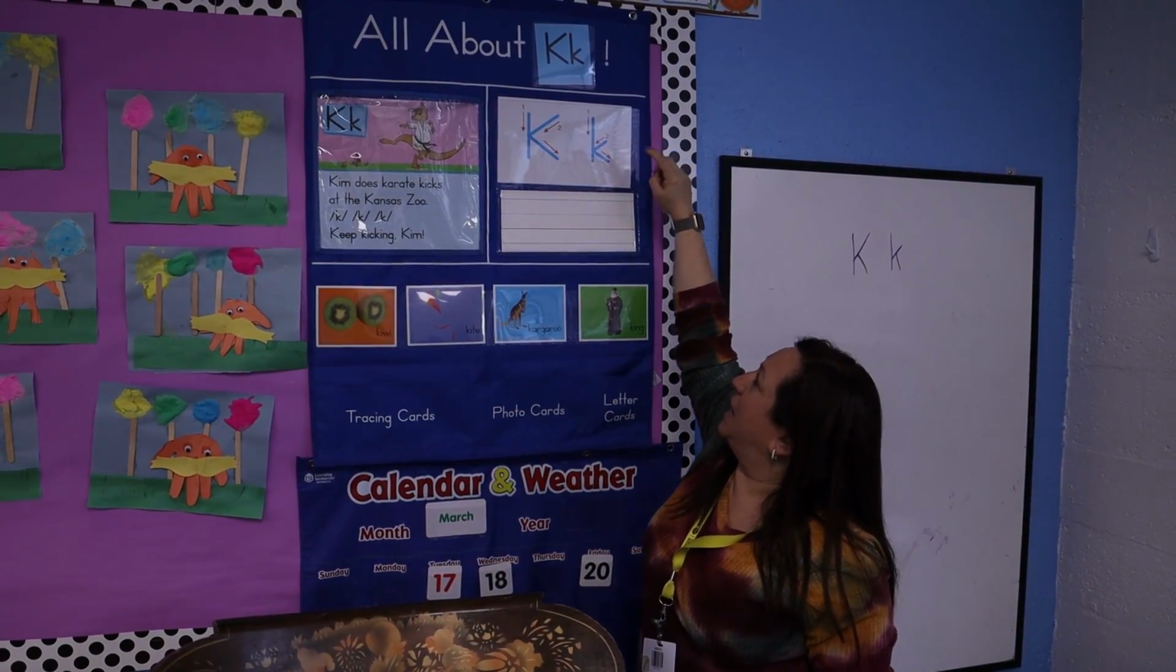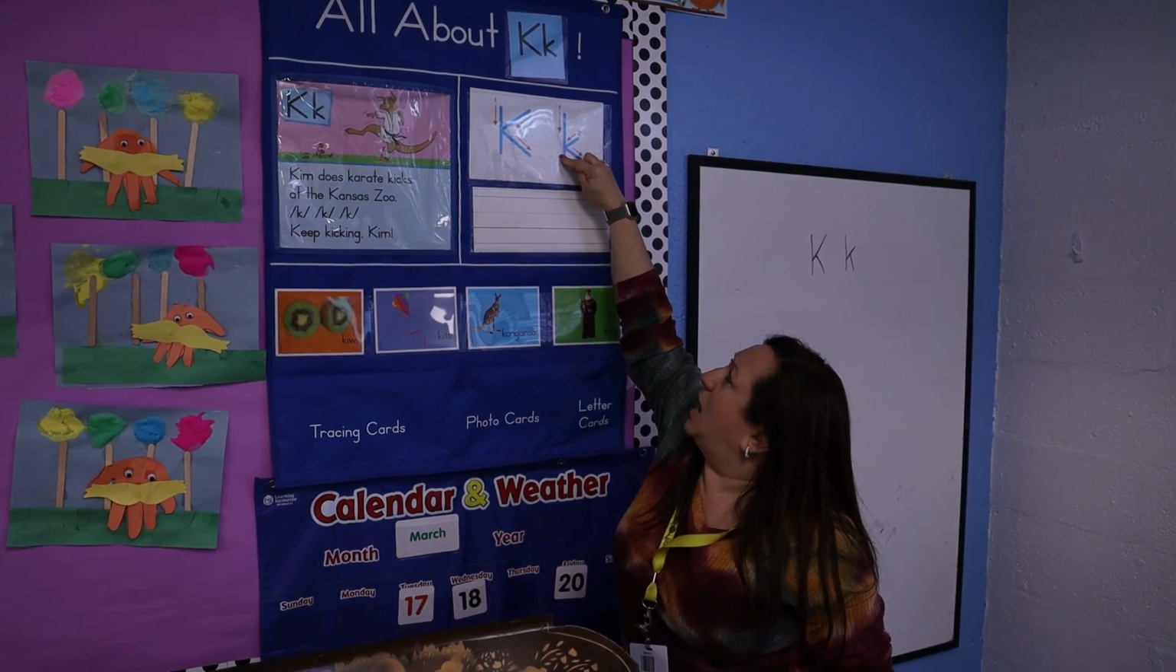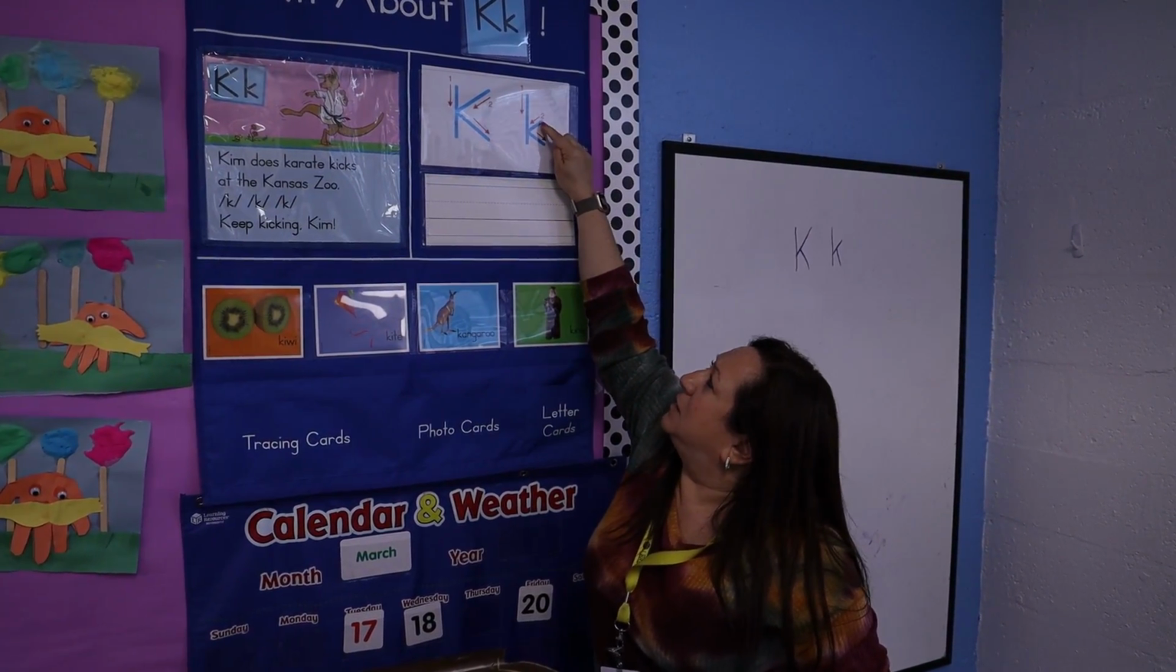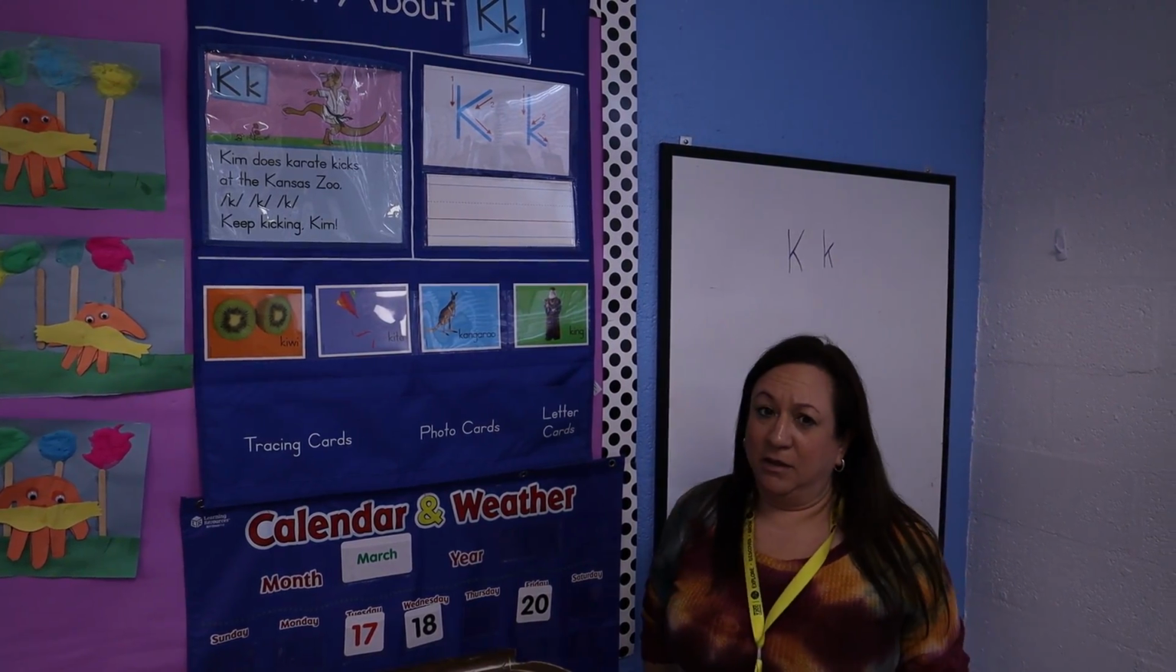The lowercase k is a little smaller, and we make one line at the top coming down, a little line going in, and a little line coming out to make our lowercase k. So we're going to work on that this week, my friends at home.